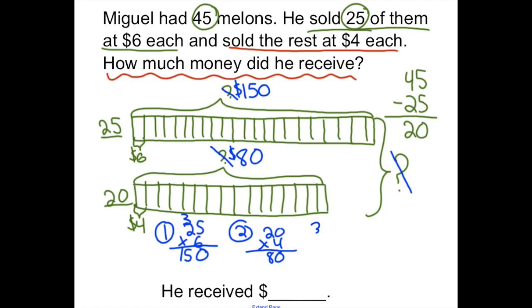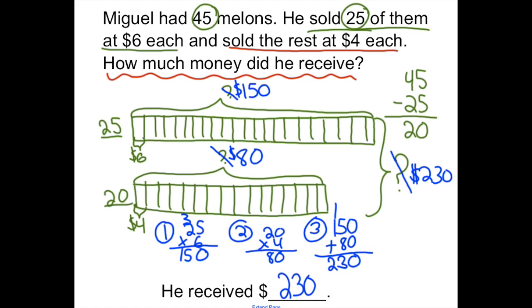So my third step is going to be to add 150 plus 80, which equals 230, not coconuts, but dollars. And I'm going to write my answer in my sentence. So he received $230.